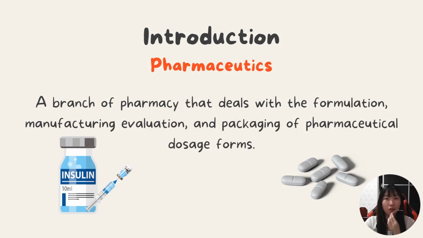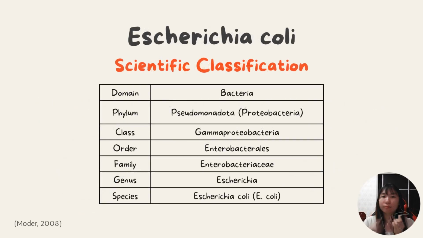Pharmaceutics is a branch of pharmacy that deals with the formulation, manufacturing, evaluation, and packaging of pharmaceutical dosage forms. And microorganisms or microbes are widely used in the pharmaceutical industry. Now, we will first look into the taxonomy of the E. coli. The E. coli fits into the domain and kingdom of bacteria because they are unicellular microorganisms.